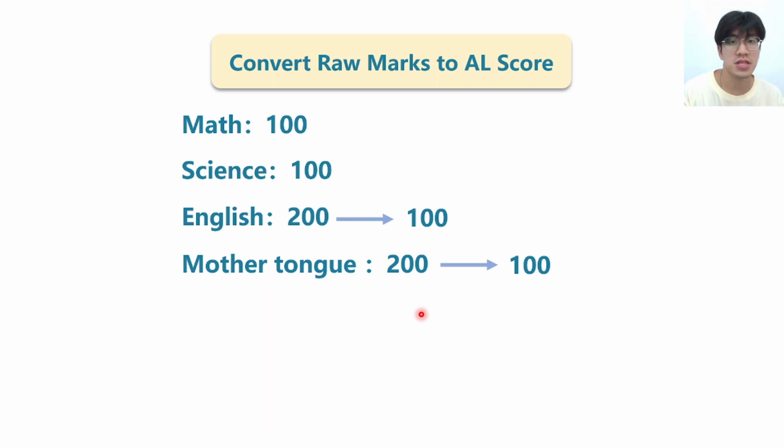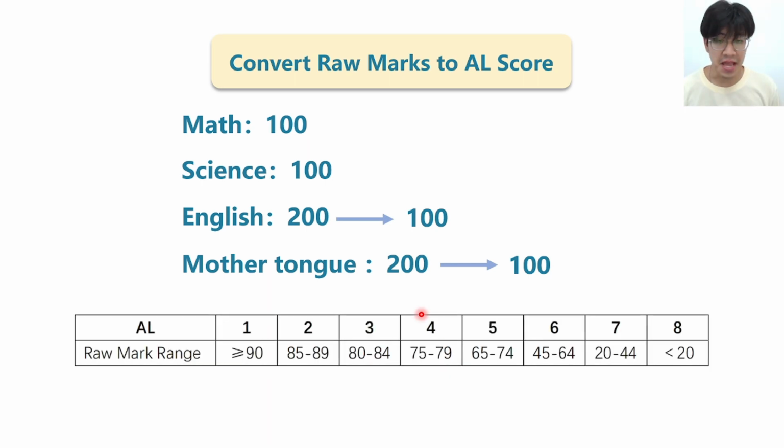And how do we do this? We simply multiply the marks that we get out of 200 by 50%. Meaning that if I get 180 out of 200, converted into out of 100, then that's basically 90 out of 100. And with that, we can follow this table to convert all the raw marks into our AL score.